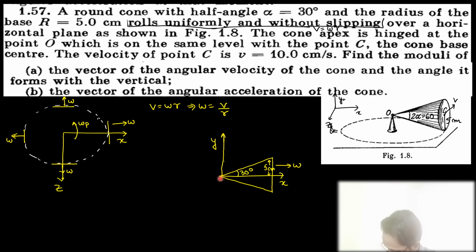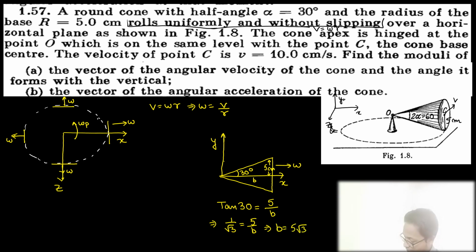So can I find this length? Let's say this length is the base. I know that perpendicular by base is tan. So tan 30 is perpendicular by base, where perpendicular is 5 centimeter and the base is the variable b. What is the value of tan 30? Tan 30 is 1 by root 3, so 1 by root 3 is equal to 5 by b, or b is equal to 5 root 3. So this entire length is 5 into root 3.